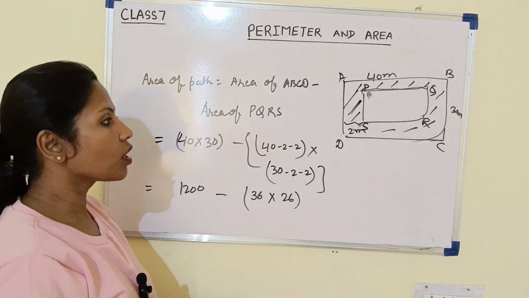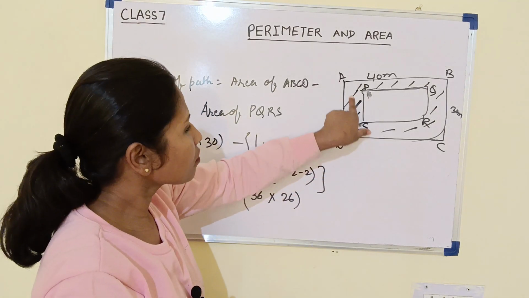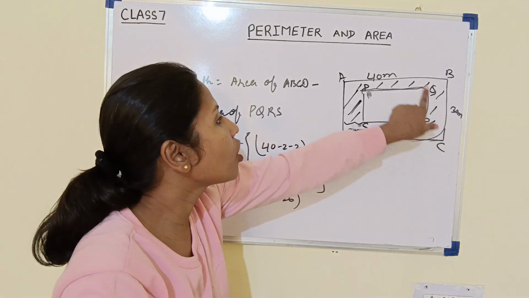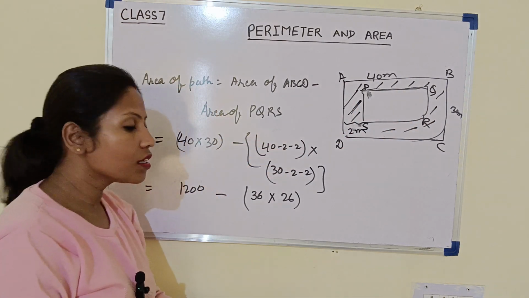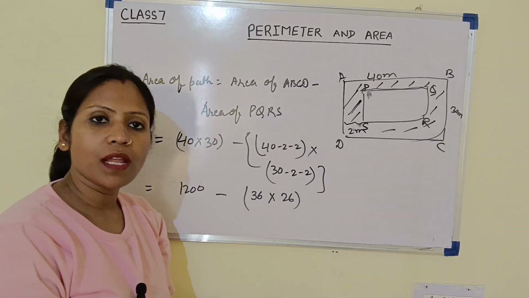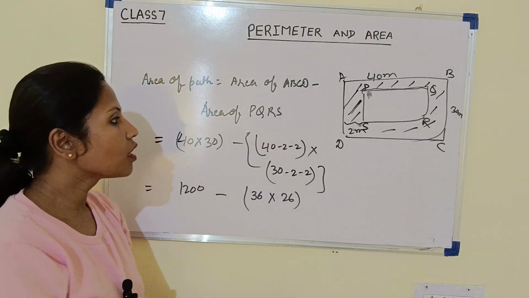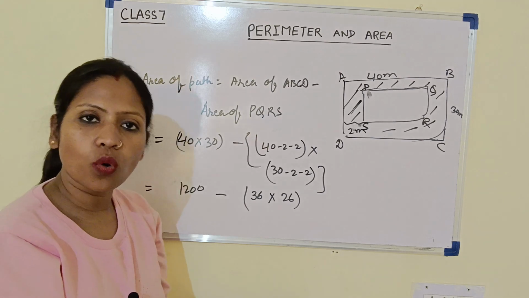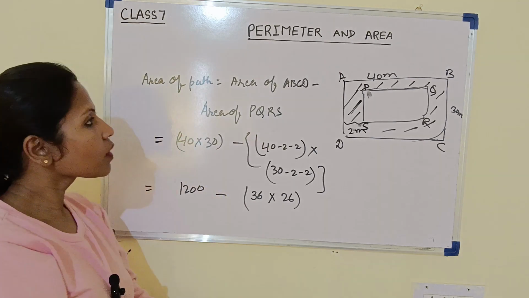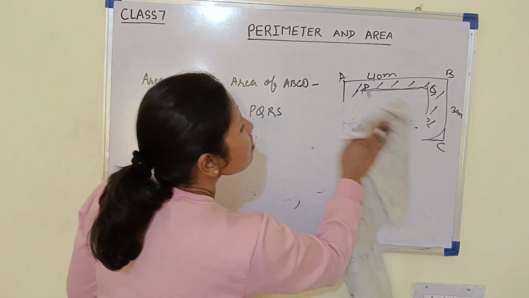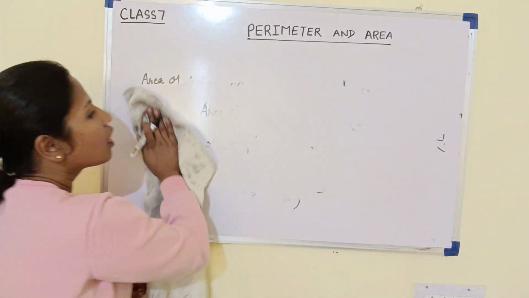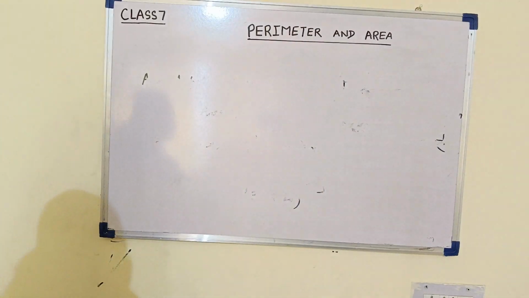If they ask you what the cost for decorating this path or for tiling this path is, then you can find the area and then you can multiply with the cost of one unit. You will find the total cost. Okay. So this was the questions about if the path is inside. Okay.